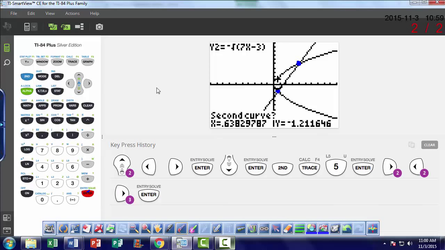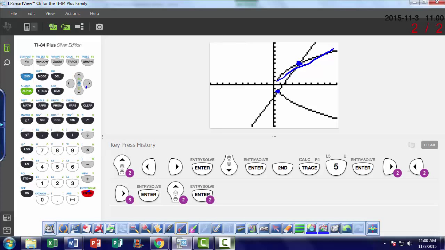So I want the line, because I want the intersection of the positive part and then the line. So I'm going to wait till I see my equation for my line. There it is. So hit enter. Hit enter again, it guesses. And there you go. Your first intersection point is 4, 5.